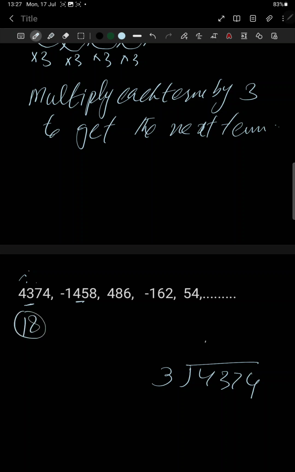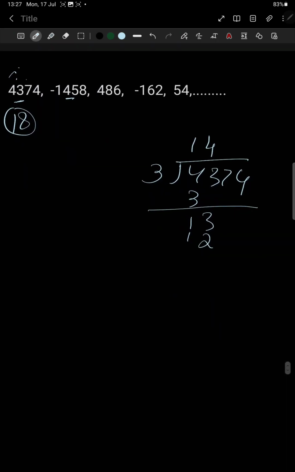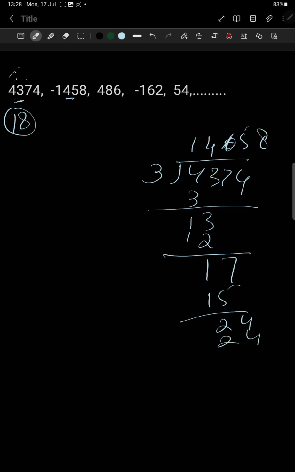So now we will check by 3. 3 ones are 3. Now 3 fours are 12, 3 sevens are 21, 3 6s are 18, 3 5s are 15, 3 8s are 24. So it is 1458. It is the same.